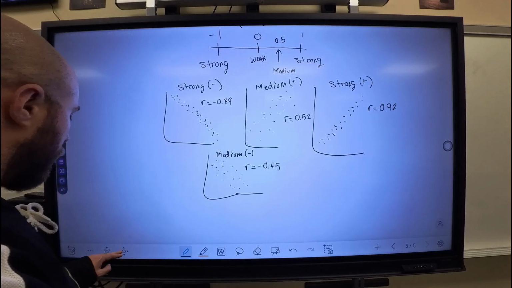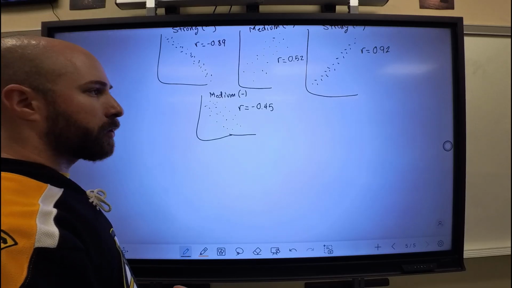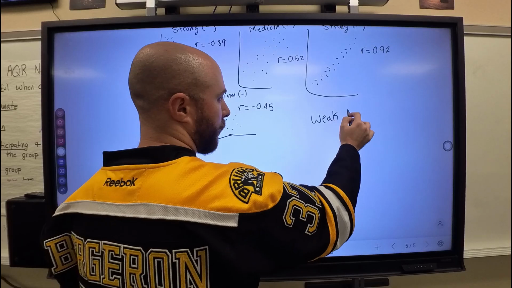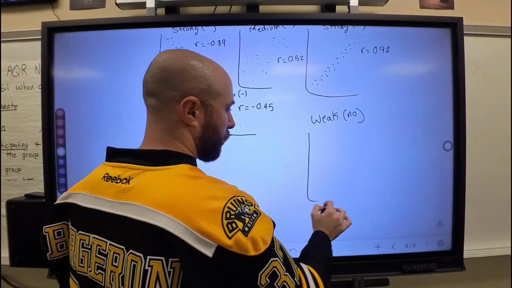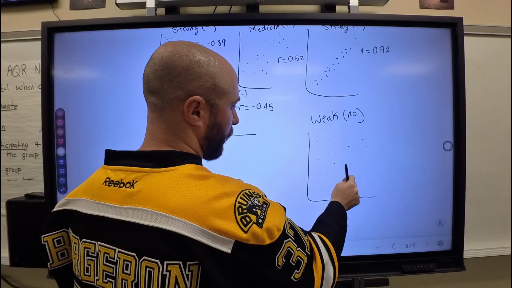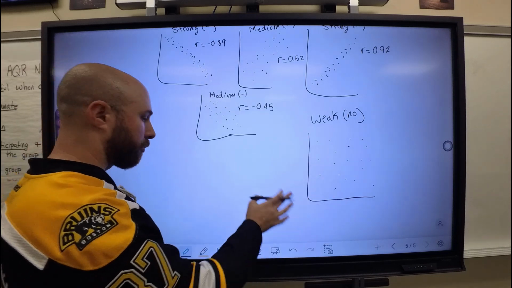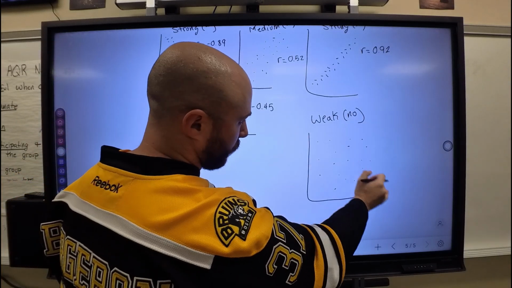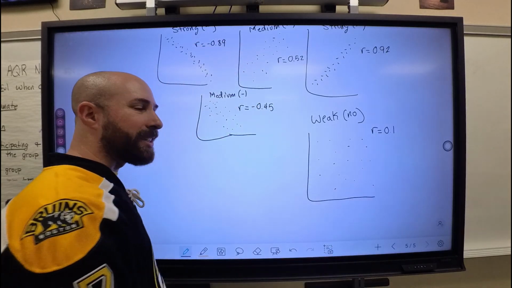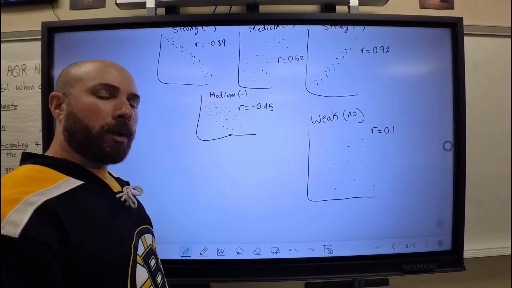All right. And then the last type of correlation that we have is when we have no correlation or a weak correlation. And that is when all of our data is so spread out that it is indiscernible, or we can't figure out whether it's going up or whether it's going down, and that R value is like close to 0, so I'm going to go with like 0.1. Okay? And that's realistically what we're looking at here.